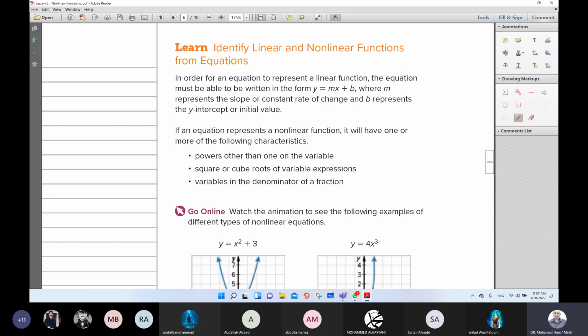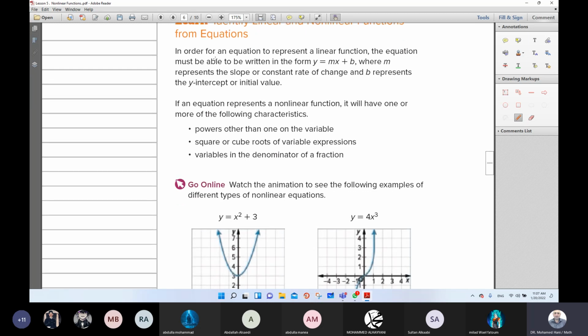Now we want to learn identify linear and nonlinear functions from equations. Here we don't have a graph or table. We want to know from the equation. In order for an equation to represent a linear function, the equation must be able to be written in the form y equal mx plus b, where m represents the slope or constant rate of change, and b represents the y-intercept or initial value.